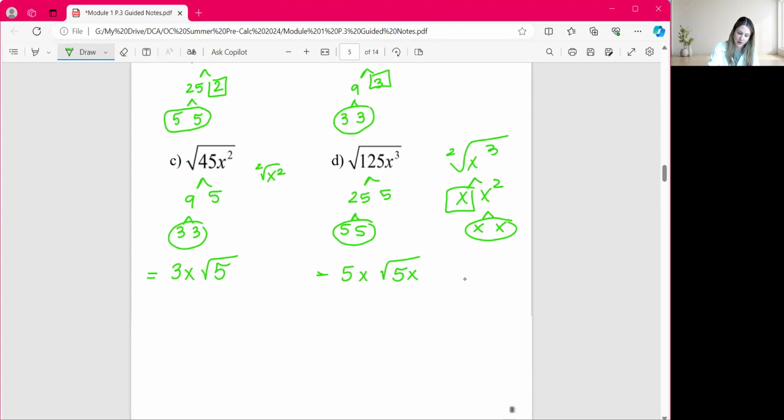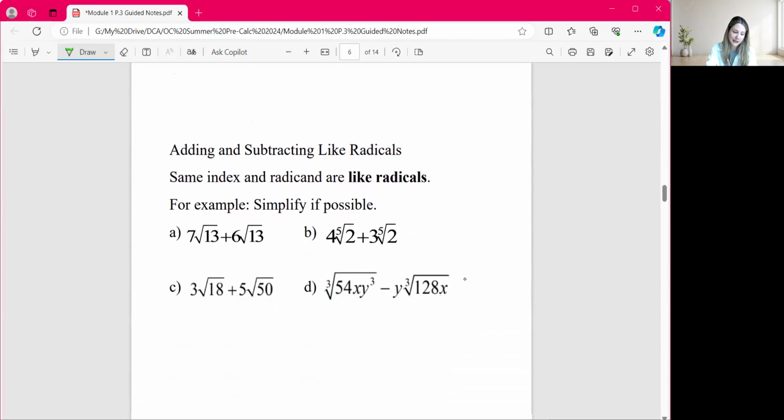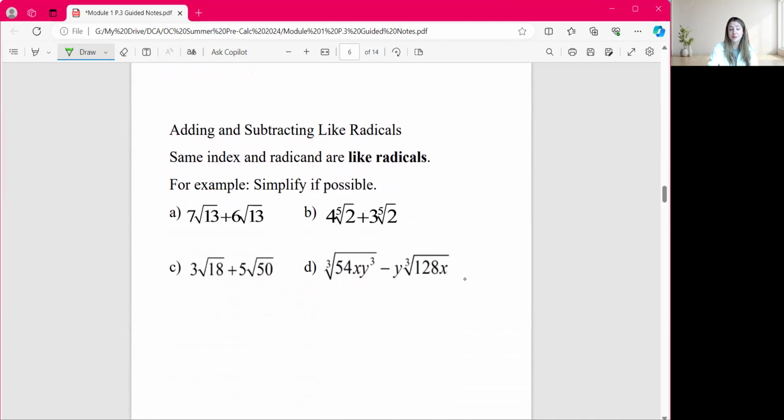Okay, let's keep going here. Adding and subtracting like radicals. So in order to add and subtract radicals, we need to make sure they have the same index and the same radicand. So for letter A, we have the same index, square root, and we have the same radicand, 13. So we just combine these. 7 and 6 is going to give me 13 root 13.